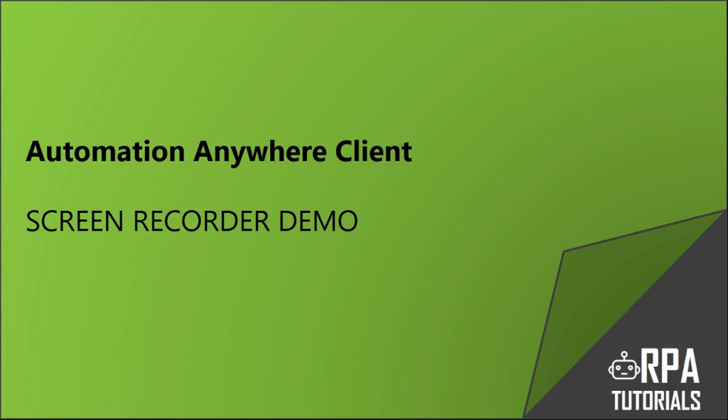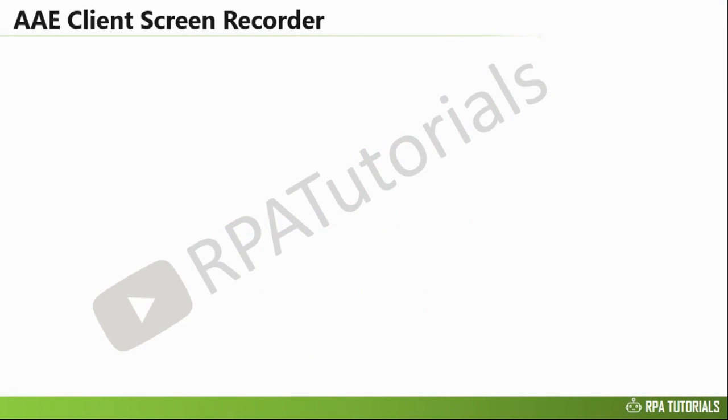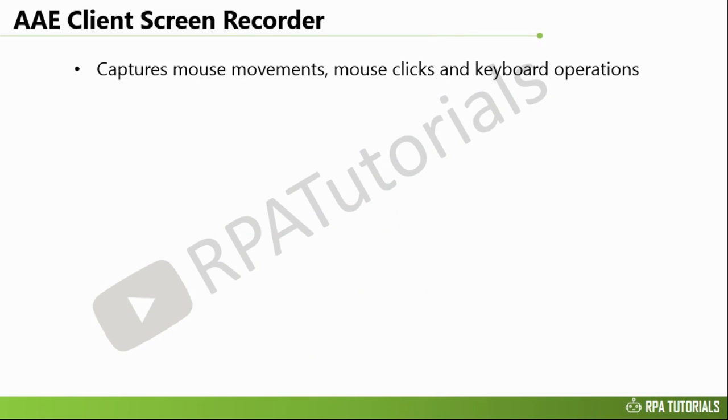In this video, we will cover the screen recorder and a demonstration of how to use it. At the time this video is created, the latest version of Automation Anywhere client is 10.7. Screen recorder is the simplest of the 4 task recording options available in Automation Anywhere client. Since it is the simplest, it is also the least powerful of the lot.